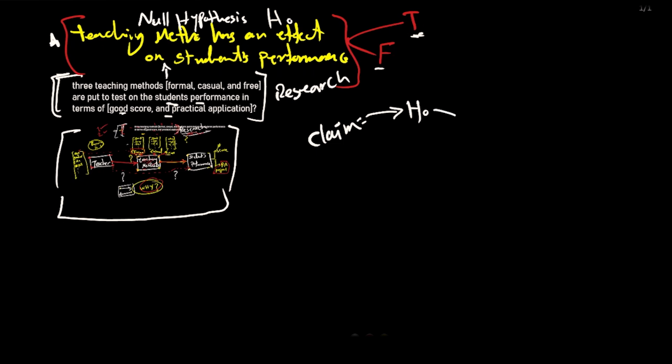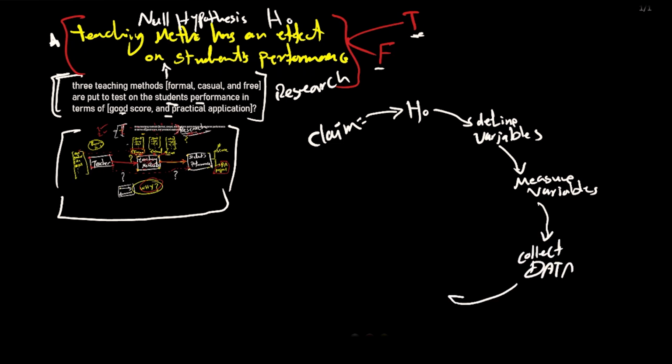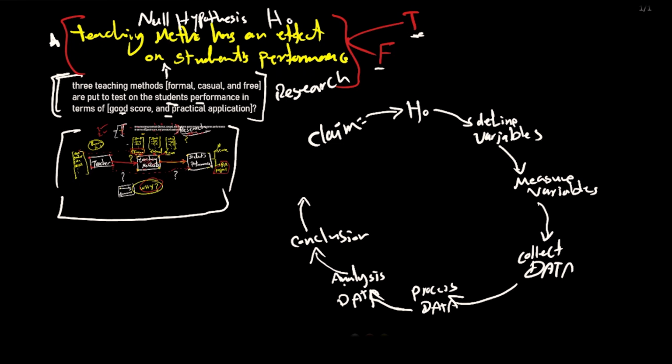Next thing I do is to define my variables, which I did. After that, of course, I have to find a way to measure my variables. What I need next is to collect my data. Of course, after that, I need to process the data. After the process, it's logical to analyze the data. Based on your analysis, you have to come to a conclusion. And of course, from your conclusion, you can make the final result.